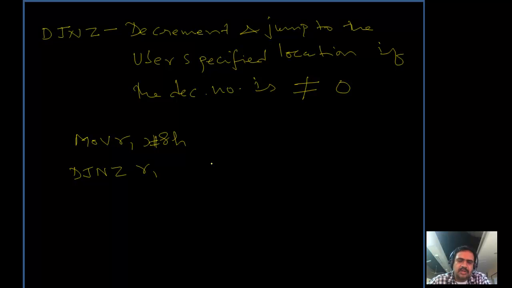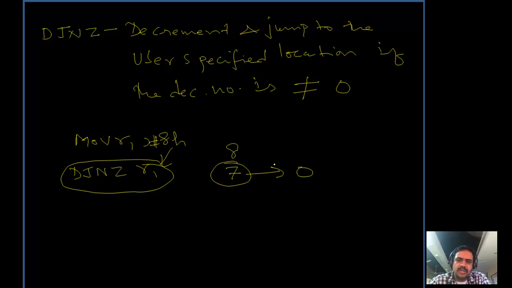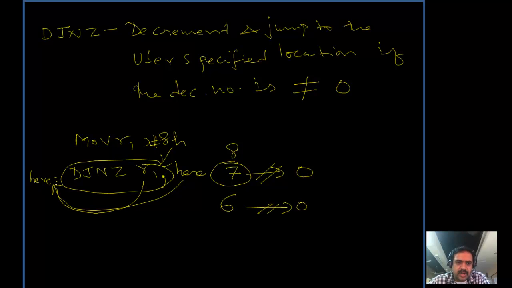DJNZ R1. Okay, whenever this particular statement is executed, it will keep on decrementing R1. So 8 will become 7. Once it is decremented, it will be checked whether it is equal to 0 or not. In this case, it is not equal to 0. So what I can do is I have to make it jump to a location. Let's say here. Since it is not equal to 0, it will go back here. Again, in the next step, it will be decremented to 6. 6 again is not equal to 0. So again, it will jump here.